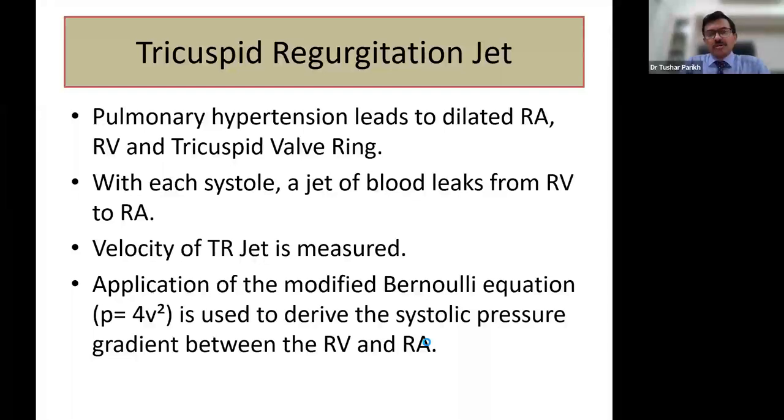So let's go, because it's a workshop and not a lecture. What we would like to see is how to get to these basic indices or basic parameters. The first, the commonly used one, is the tricuspid regurgitation jet. What happens when the pulmonary pressures are high? That leads to dilatation of the right atrium and right ventricle, and so the tricuspid valve ring gets dilated, and with each systole, a jet of blood leaks from the right ventricle into the right atrium, and the velocity of the TR jet is measured. We apply the Bernoulli equation, which is 4 times velocity squared, giving the pressure gradient between the two chambers.